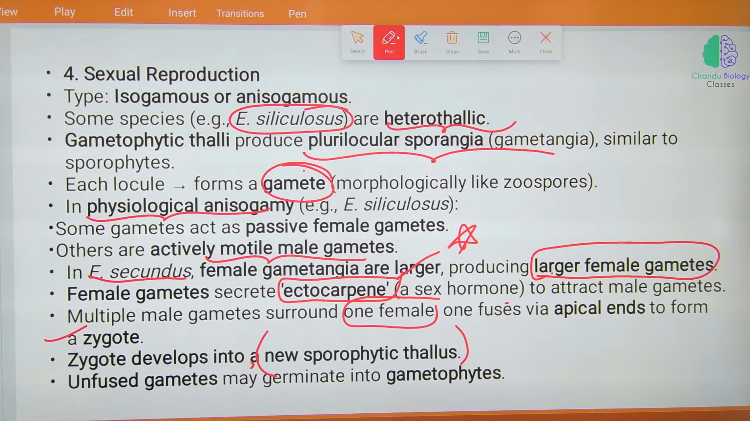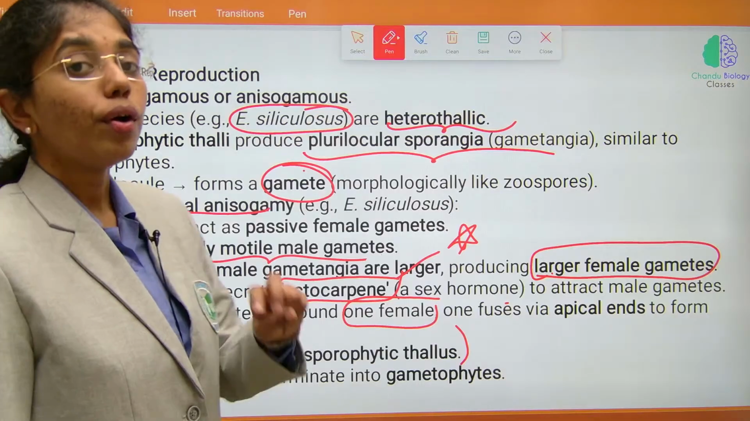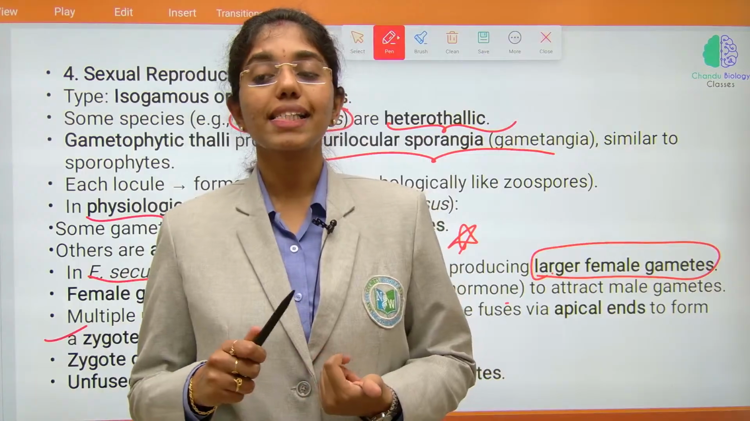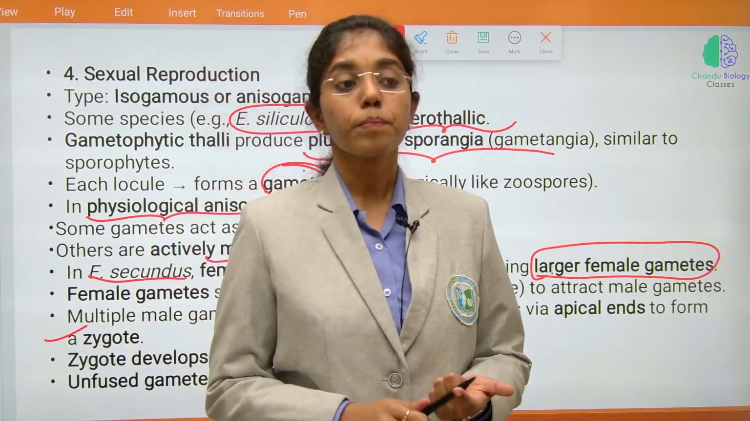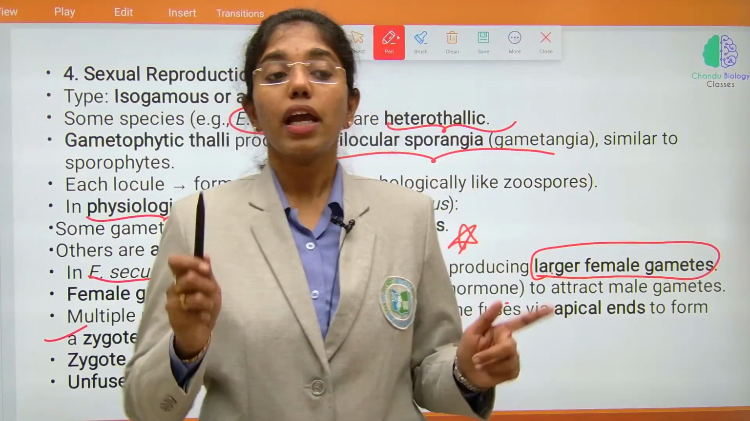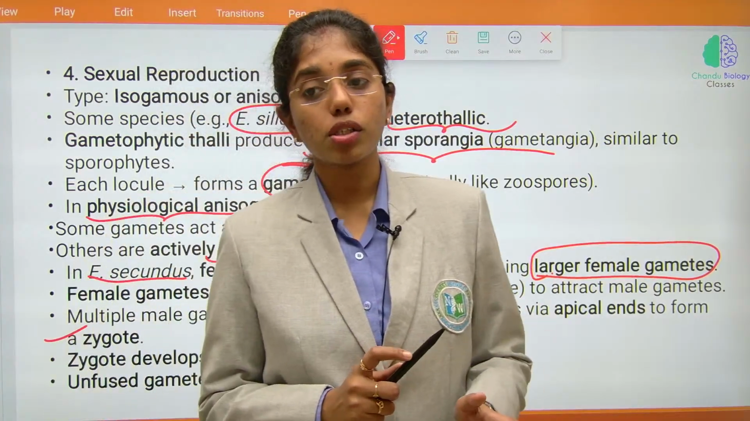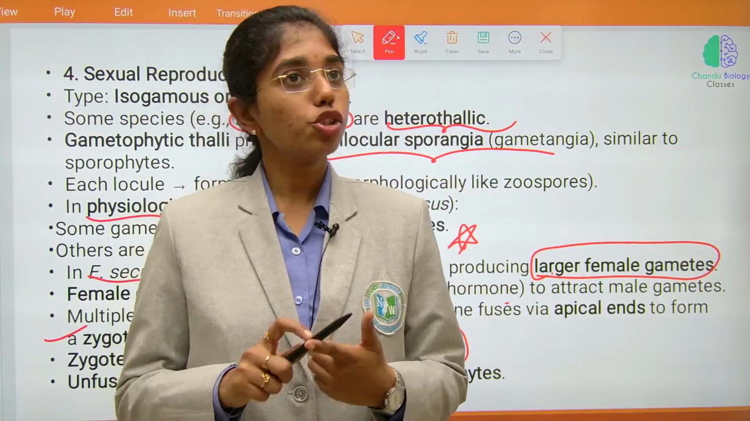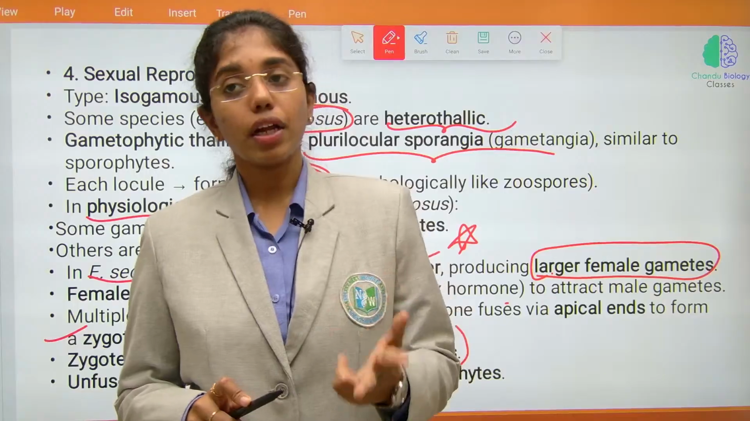So this is about sexual reproduction. From asexual reproduction, we have learnt about two types of sporangia. One is unilocular sporangia, the second is plurilocular sporangia. Their shapes, how the zoospore is, and in which type of sporangia the process is happening, these things should be addressed carefully.